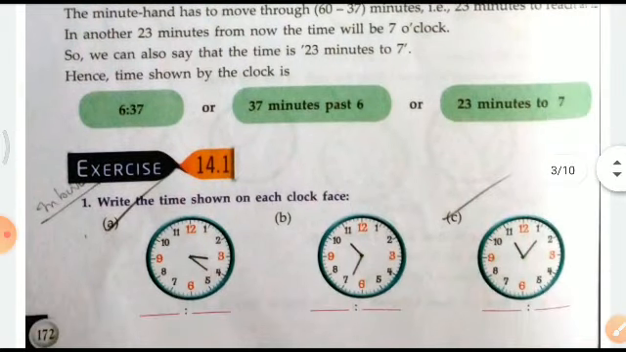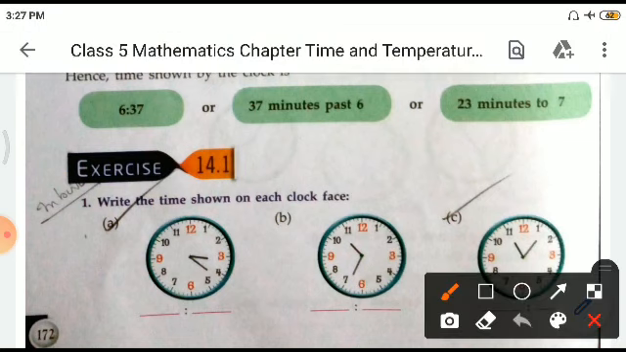Now, what is the time shown on each clock face? See the first one. The small hand is after 3, so past 3, and the bigger one is in between 4 or 5. I think it is 2 marks past 4. So 5 times 4 is 20 plus 2 is 22. So it is 22 minutes past 3. The first one is 22 minutes past 3.